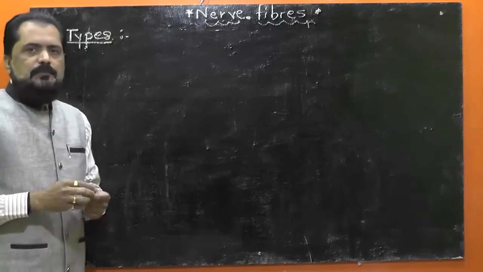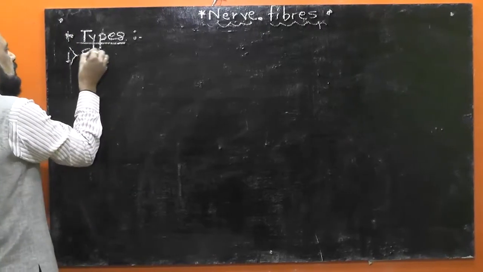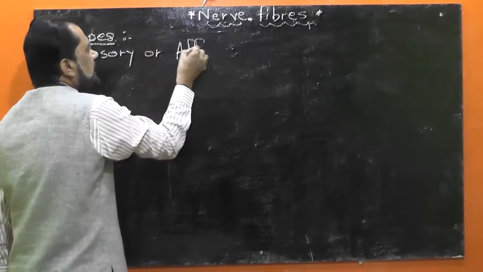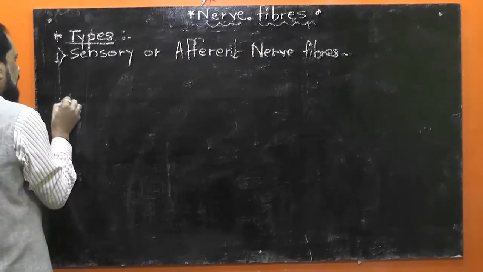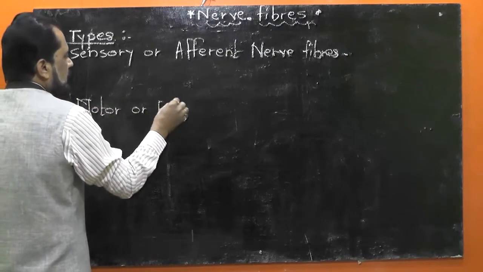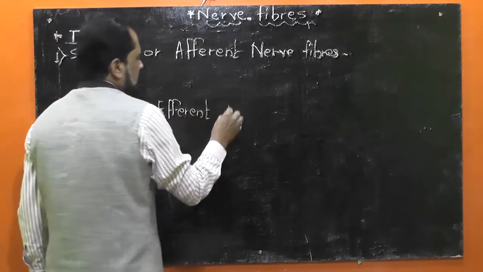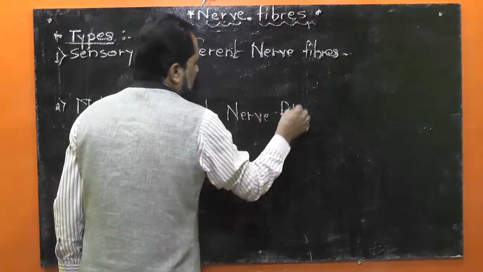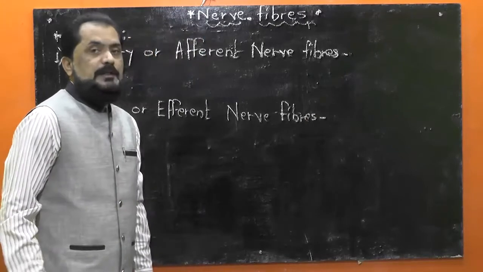Functionally the nerve fibers are of two major types, such as sensory or afferent nerve fibers, and second, motor or efferent nerve fibers. Just now we have studied that the nerve cells or neurons conduct impulses only in one direction, that is known as polarity.